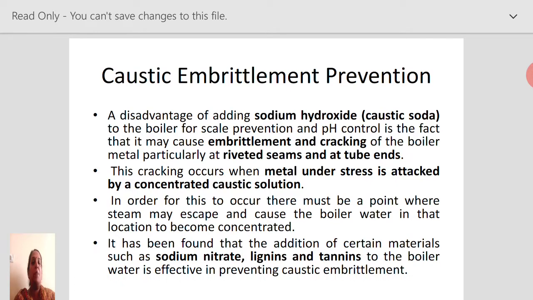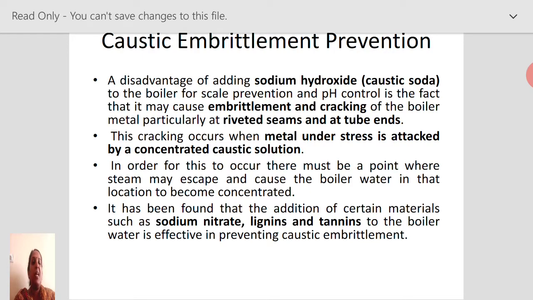The other problem is caustic embrittlement. Normally we add sodium hydroxide or caustic soda to prevent scale as well as to control the pH in the water. But if it is added in improper dosage, it will cause embrittlement and cracking of the boiler metal, particularly at riveted seams and at tube ends.